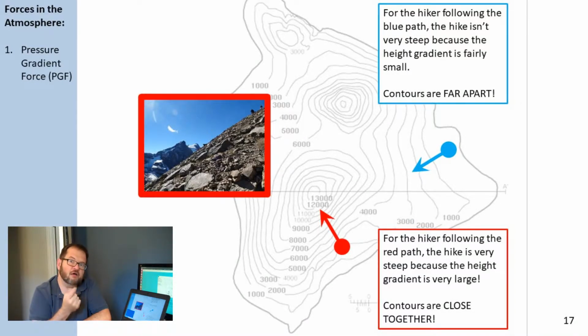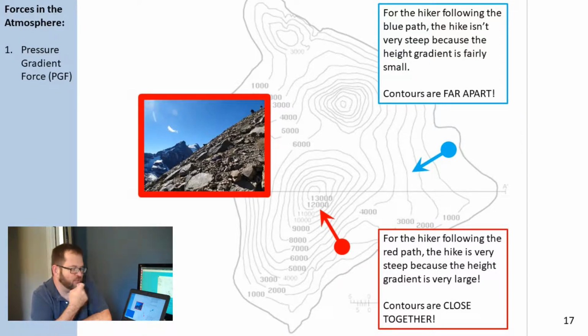The spacing of the contour lines tells us about the gradient. When the contours are far apart, over a distance, the quantity, in this case the height of the island, doesn't change all that much. On the other hand, if the contour lines are close together, then over the same distance, that quantity, in this case altitude above sea level, changed a lot, and it's a very steep climb.